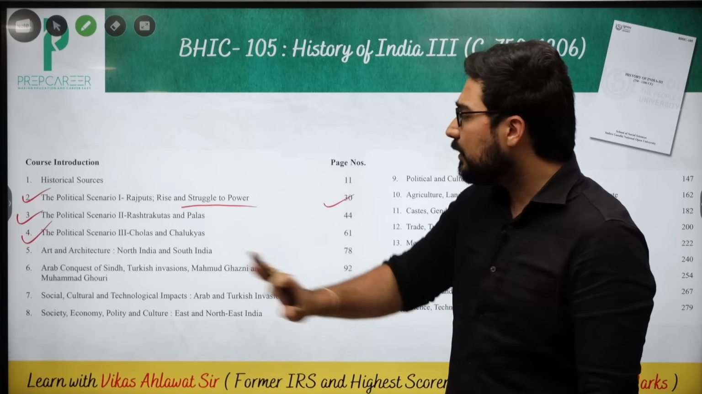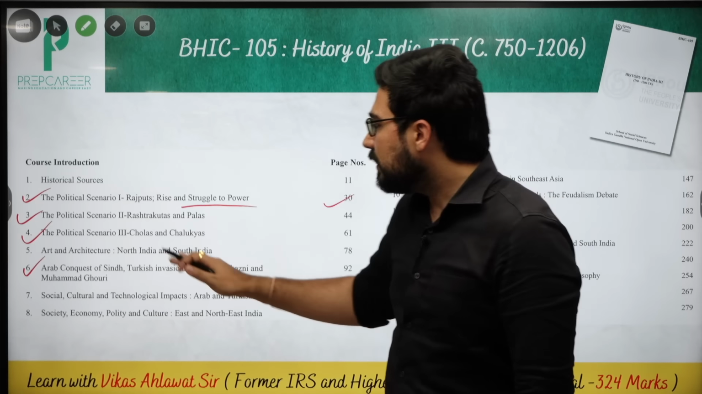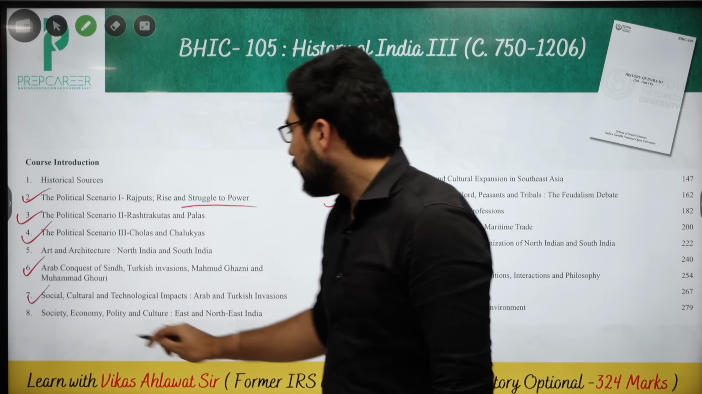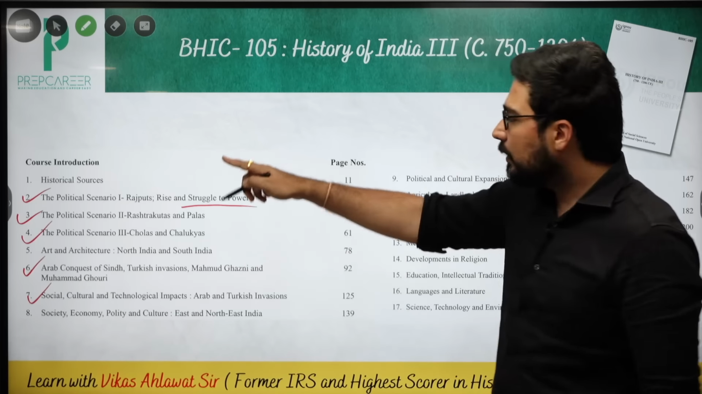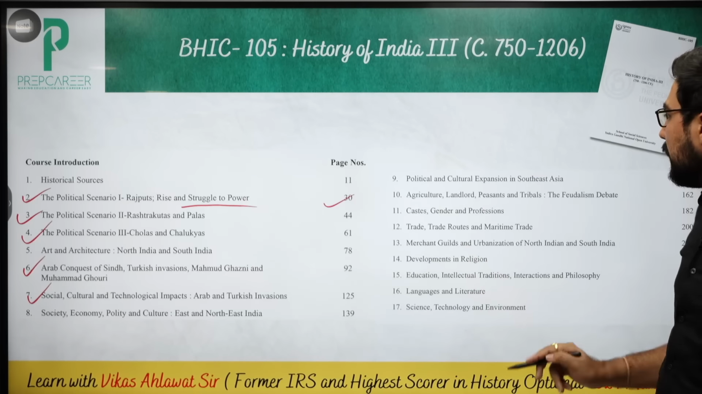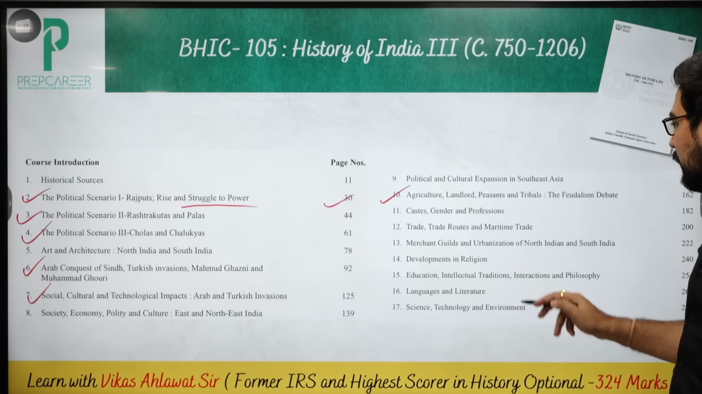So if you are doing from there, you can leave it from here. Arab conquest of Sindh, Turkish invasion, Ghazni, Ghuri, social and cultural technological impact of these invasions. Okay, so chapter number 2, 3, 4, 6, 7. Okay, feudalism debate, chapter number 10, you have to do this.